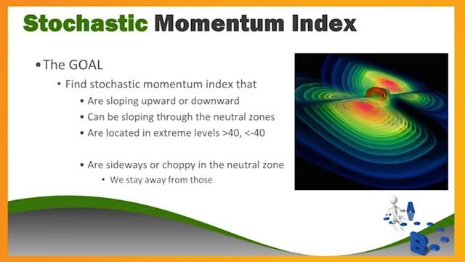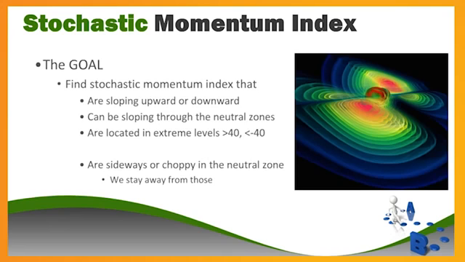So when we look at that and we see that slope, we know that acceleration means that momentum is behind us and we've got a number of people eager to be part of the trade. Okay? So it can be sloping through the neutral zones. Now I'm going to talk about the neutral zones.